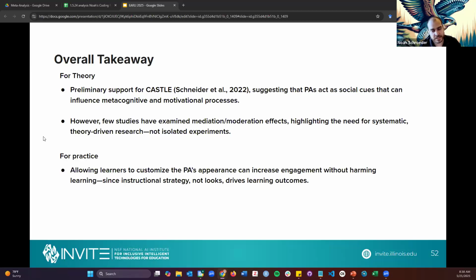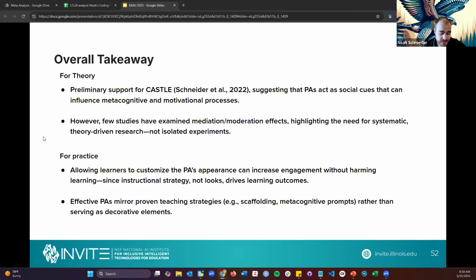In terms of practice, this is where we actually had something that I thought was an important takeaway for the systems that we are designing and probably for yours too. There's a big question about should learners be able to actually customize their character? It doesn't seem to actually harm learning. It can improve engagement is what we found. So we found some positive effects for their perceptions, their engagement, but generally speaking, if you want to improve learning, this has more to do with the agent's function and pedagogical design and the instructional strategy, not necessarily what it looks like.